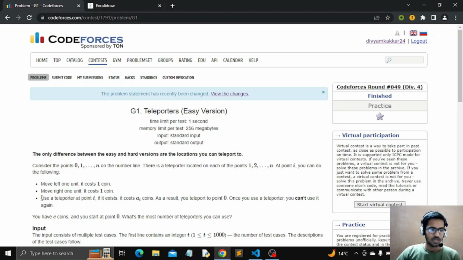The third option is that we can use a teleporter present at point i if it exists, and it will cost us a_i coins. After using the teleporter, we will be teleported to point 0, and once we have used a teleporter at a point, we cannot use it again. We'll have c coins in the beginning and we are starting from point 0. We need to output the most number of teleporters that we can use.